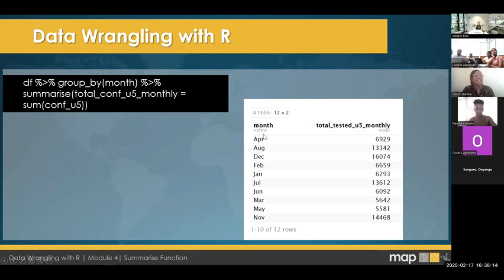It has not ordered the months January to December because it's done it alphabetically. But now we're getting the total confirmed under 5 monthly. For April, that's 69. And for August, it gives you the summary, because I said only the sum. If I wanted the average, I would take the average of confirmed under 5 by that month. Something like that.